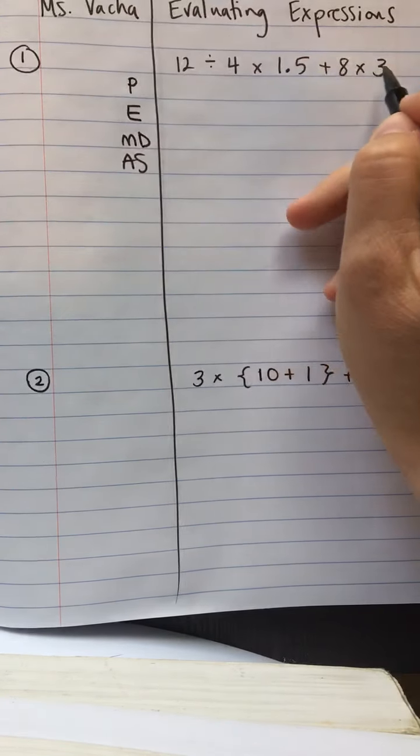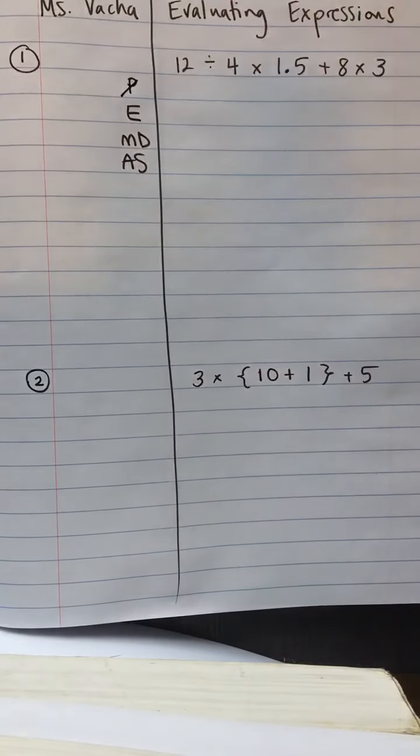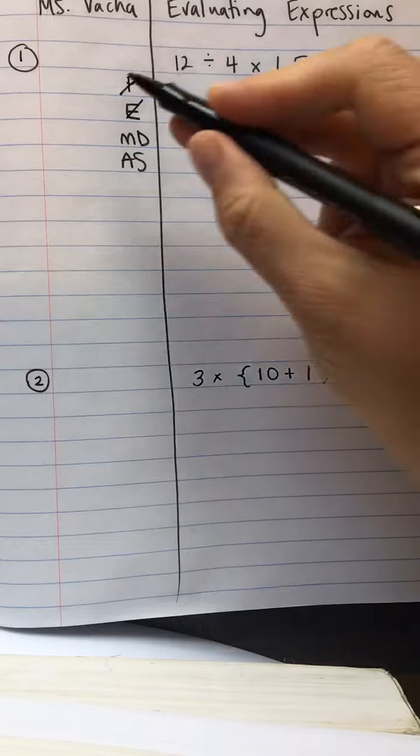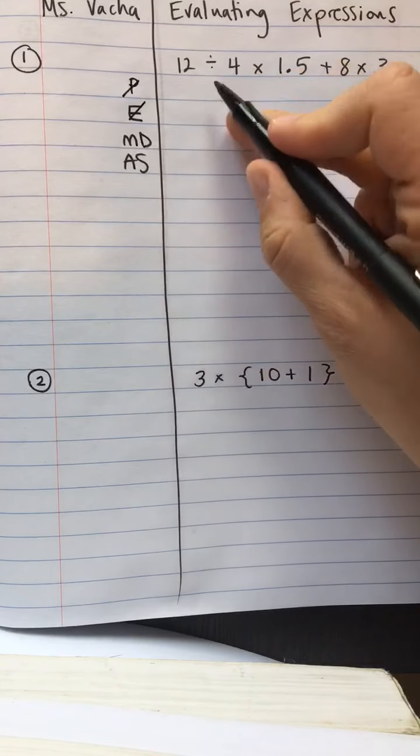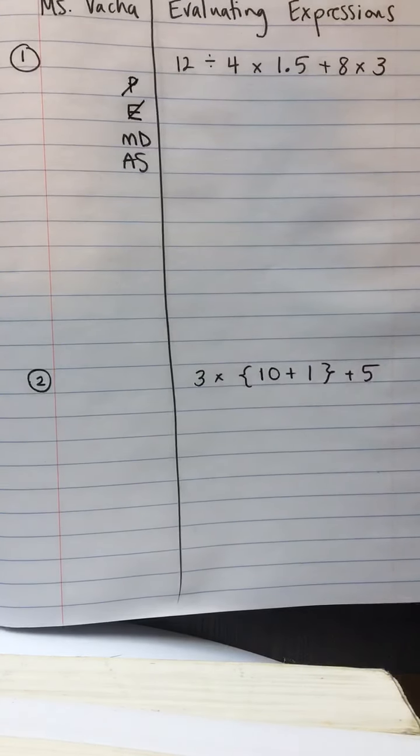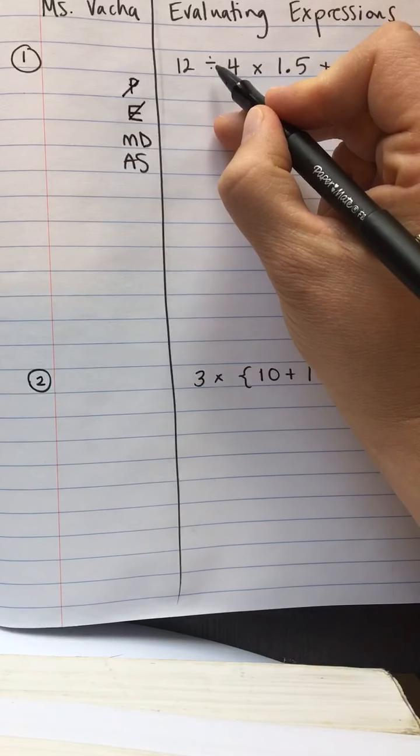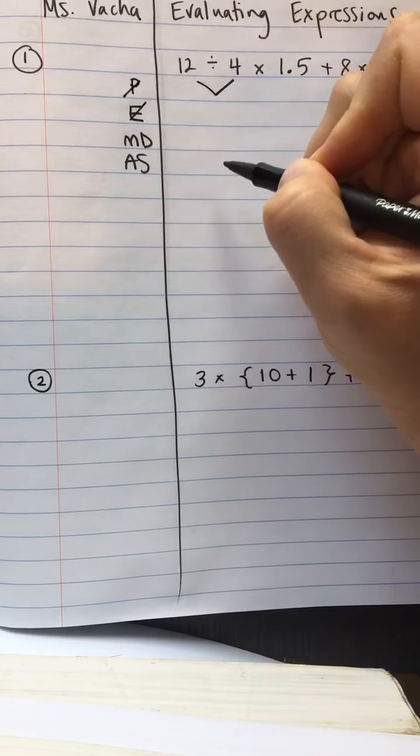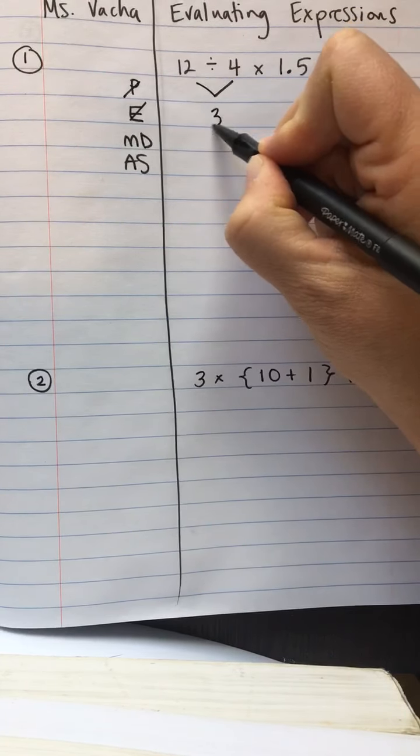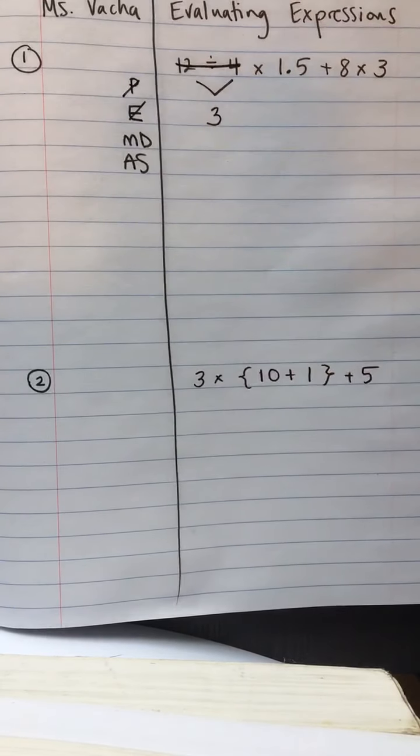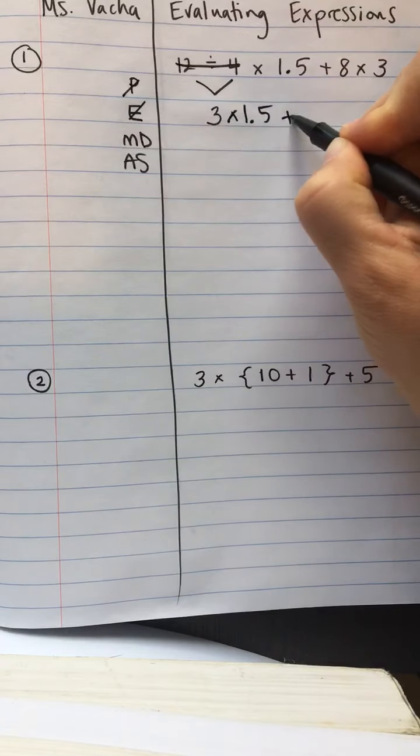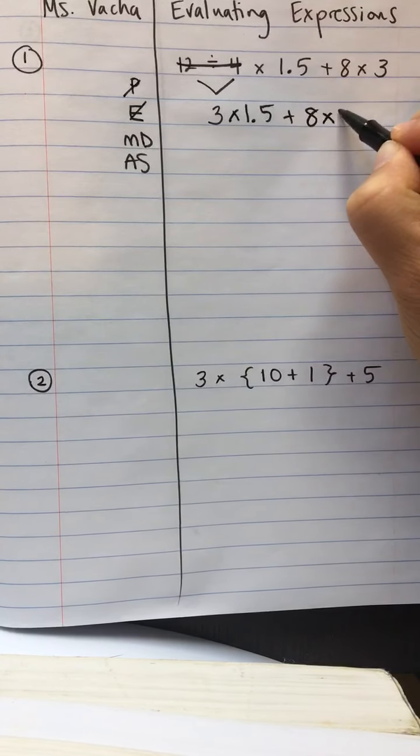So first I look, do I have any parentheses? Nope, so I'm going to cross that off. Any exponents? Nope, cross that off. Any multiplication and division? Yep, I have division, multiplication, multiplication. So the first problem I'm going to do is the division, because it happens from left to right. So I'm going to do 12 divided by 4, which is 3. I'm going to cross that off because I'm done with it and bring everything else down. So times 1 5/10 plus 8 times 3.